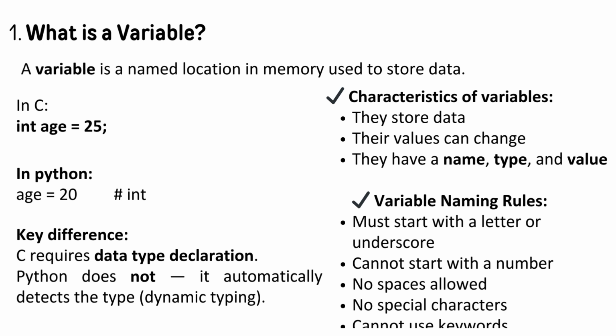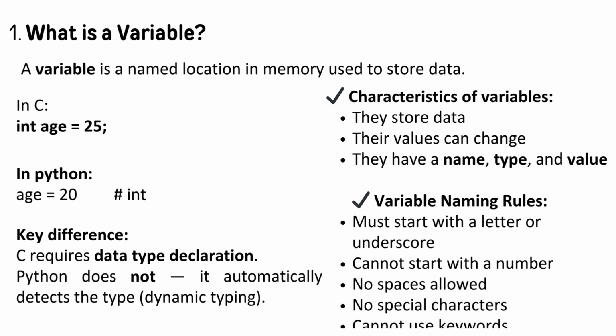Now let's look at the characteristics of variables. They can store data, their values can change, and every variable has a name, a type, and a value. Now look at the important naming rules for variables. A variable name must start with a letter or an underscore. It cannot start with a number. No spaces are allowed. Special characters are not allowed, and you cannot use keywords as variable names.